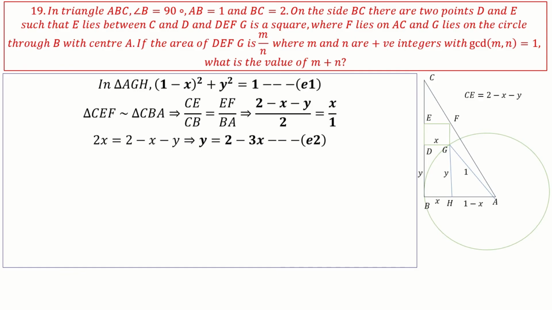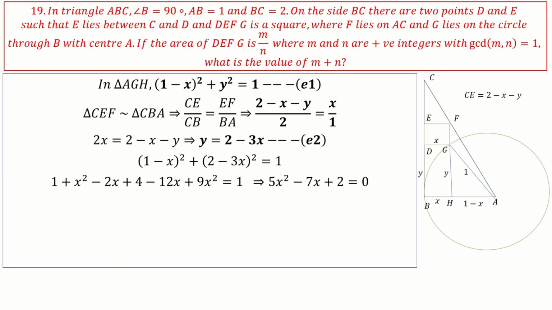That's it. Very simple. The simplified equation gives y equal to 2 minus 3x. If I substitute it in the first equation, I get 1 minus x whole square plus 2 minus 3x whole square equal to 1. Simplified, I get 5x square minus 7x plus 2 equal to 0. I can factorize it easily: x minus 1 into 5x minus 2 equal to 0, so x equal to 2 by 5. x equal to 1 is not valid here, so x equal to 2 by 5.